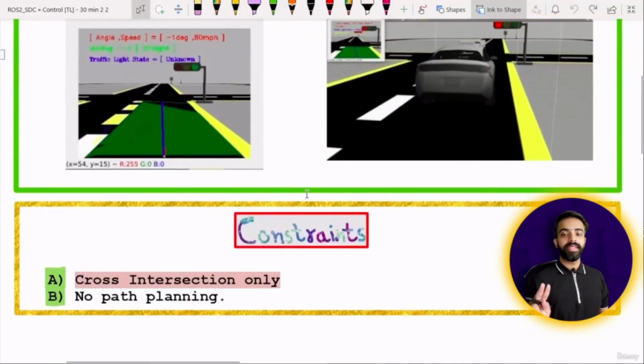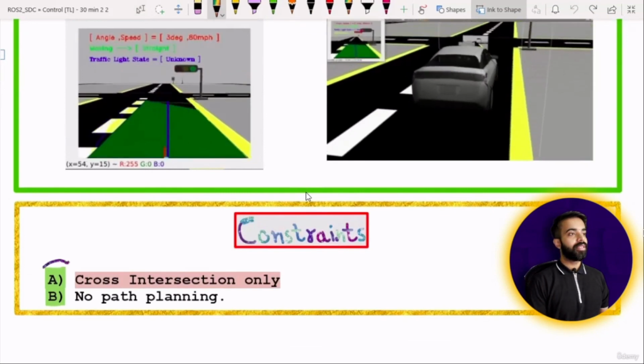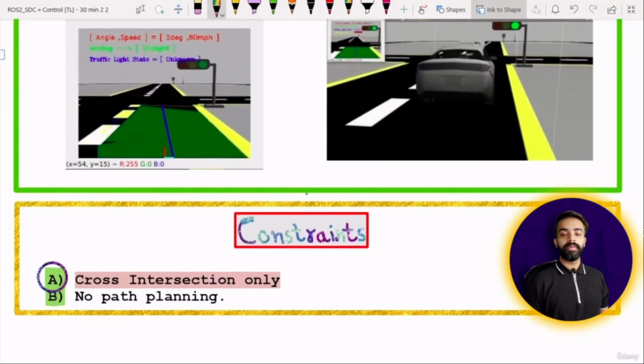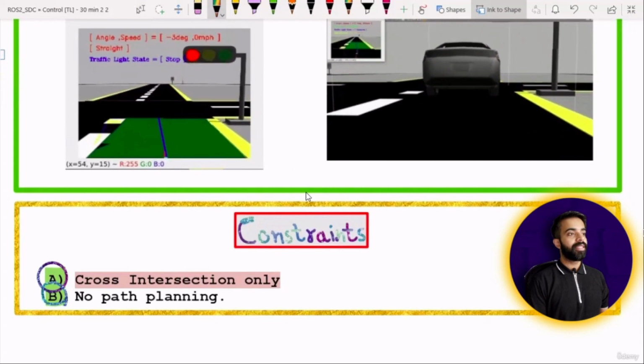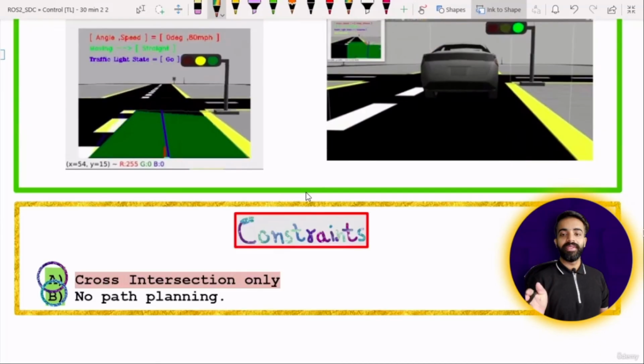And following are the two constraints that we will be facing while developing this rule-based algorithm. Starting with the first constraint, we are considering only to keep the lane in which the car was moving. For the second constraint, no path planning is incorporated here. So in short, the car will keep following its lane, stop at red light, and move at green.